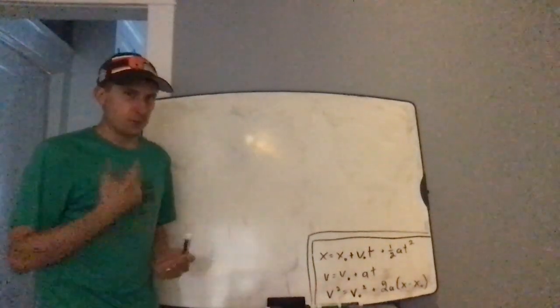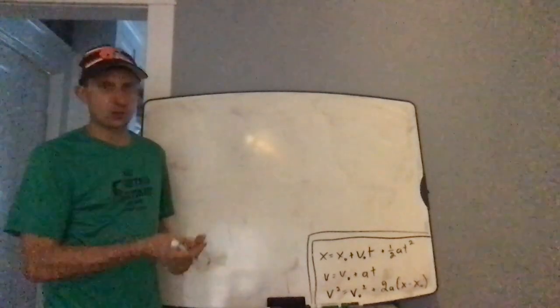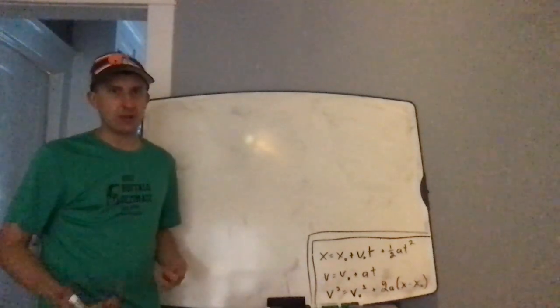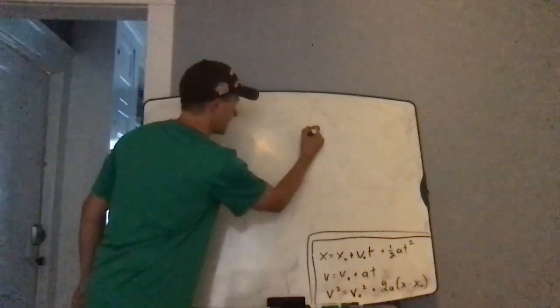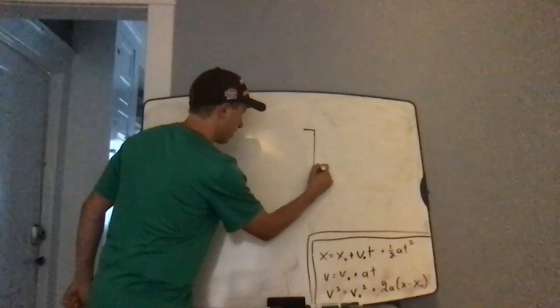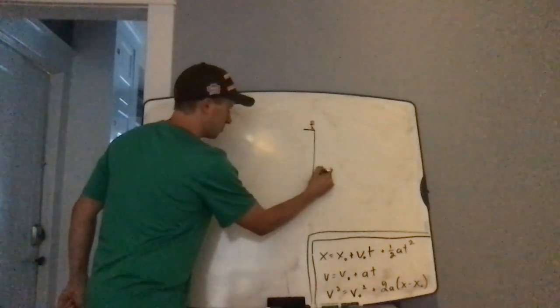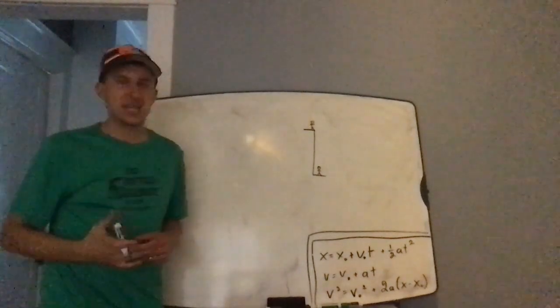For the next example, we are given that a student is standing on ground level and throws some keys to a friend on a balcony 4 meters above the student. So I'm going to draw a picture of that. Here is the balcony, here is the student on ground level, here's the friend reaching over the balcony, and the student throws the keys up to the friend.